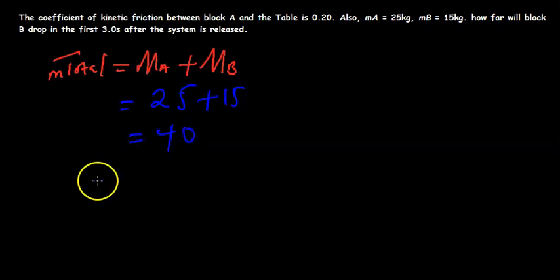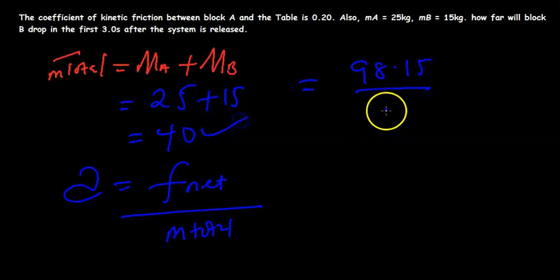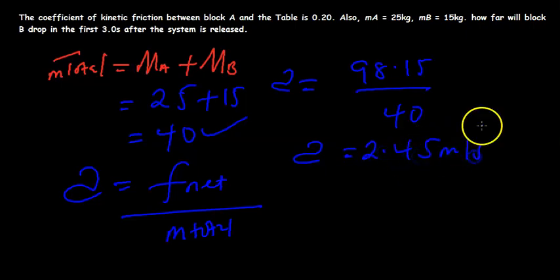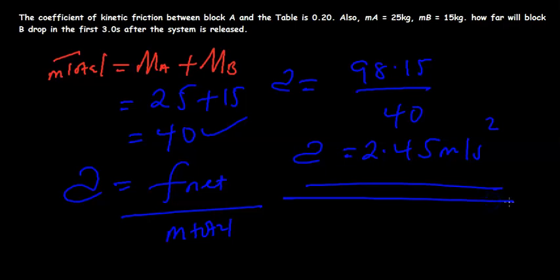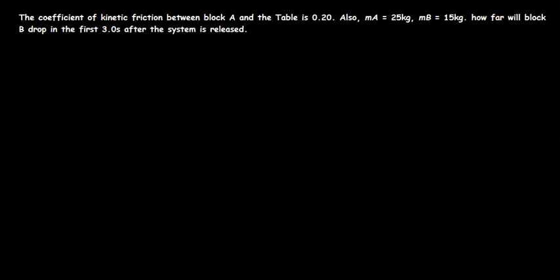To find the acceleration, A is going to be F net divided by our m total, where our F net is given as 98.15 divided by 40, and our acceleration is simply going to be 2.45 meters per second squared. And this is our acceleration. But remember, from the question, the thing we need to focus on is how far, which is the distance, will block B drop? And this is where things get juicy.